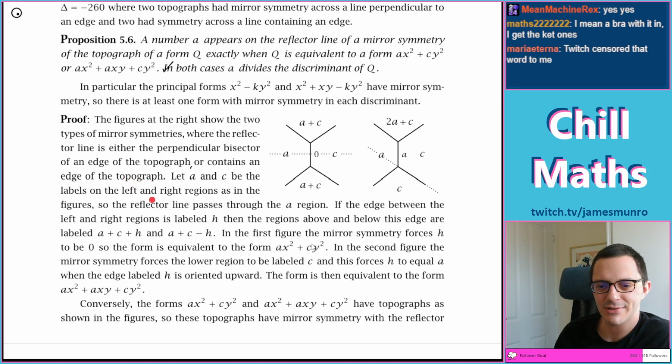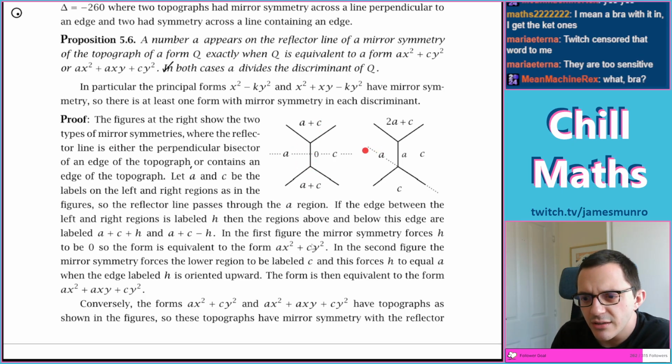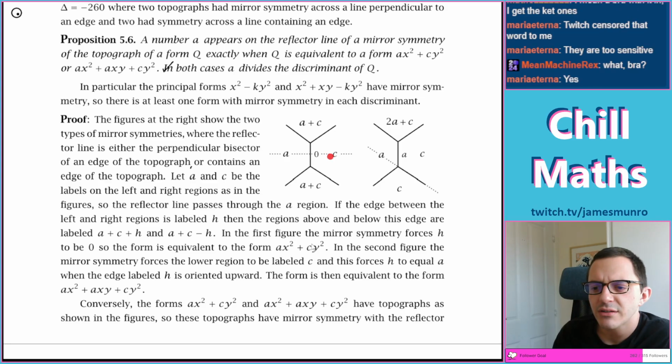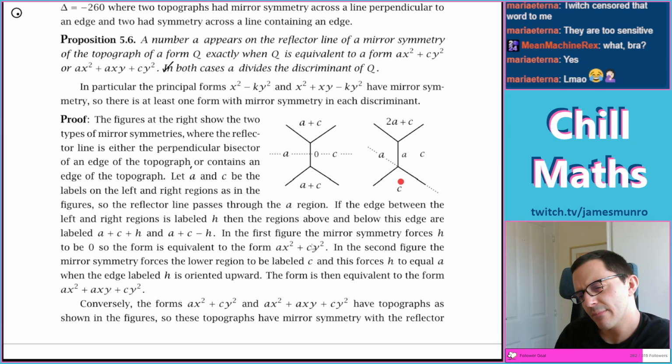The A and C are the labels on the left and right regions as in the figure. A and C, okay. So you get this symmetry like this, or you have this thing going on. Why is it 2A plus C? Oh my goodness. So mirror symmetry, so then you can infer this value, and in this case you infer the value A, because you know the three things around the point. So you know this must be 2A plus C.